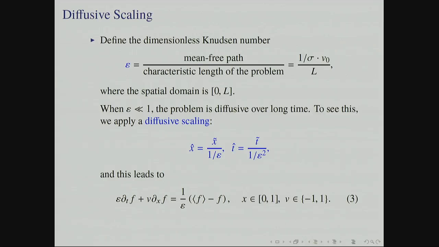To see that, I can do a scaling, this diffusive scaling. I scale x by 1 over epsilon. I want to observe over a longer time, so I scale t by 1 over epsilon squared. With this scaling, I will end up with equation number 3. I'm not carrying the tilde and the hat in my notation. You can see the dimensionless parameter epsilon will appear in front of the time derivative of f and also appear in the scattering term.